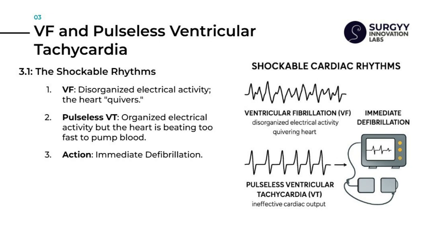First, VF is characterized by disorganized electrical activity, where the heart simply quivers and fails to circulate blood. Second, pulseless VT is defined as organized electrical activity, where the heart beats too fast to pump blood effectively, leading to a pulseless state. The mandatory action for these rhythms is immediate defibrillation, which is the only way to stop the lethal arrhythmia and allow a normal rhythm to return.